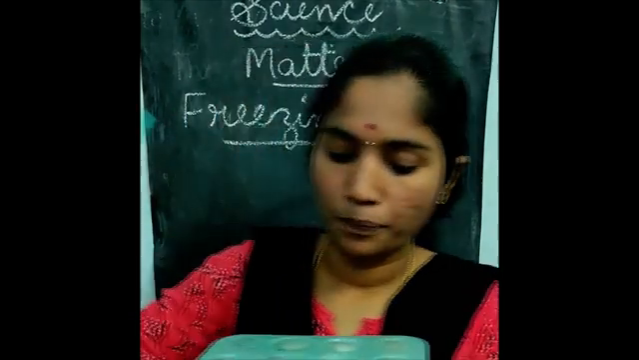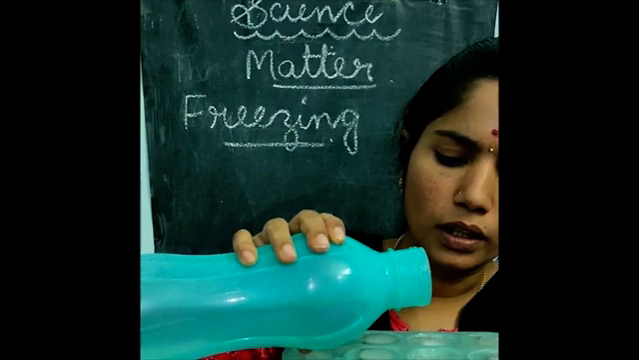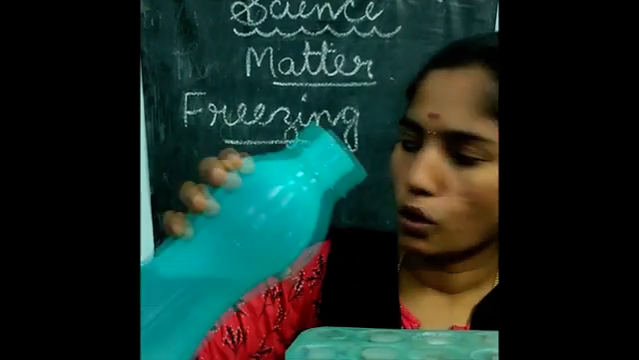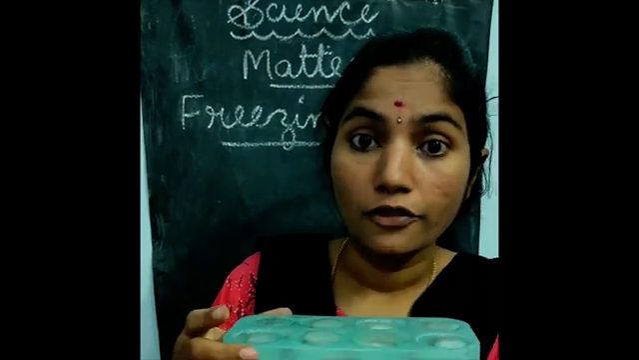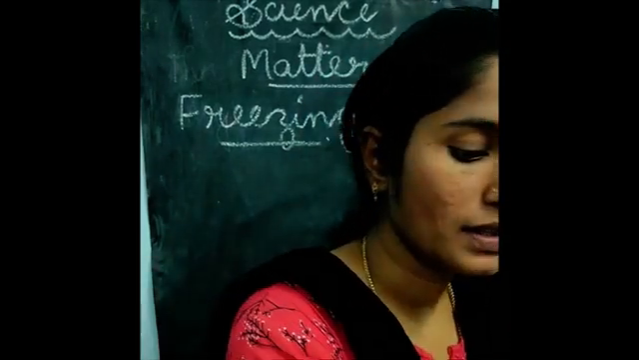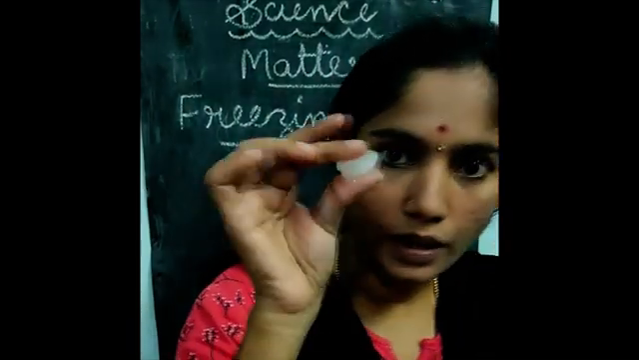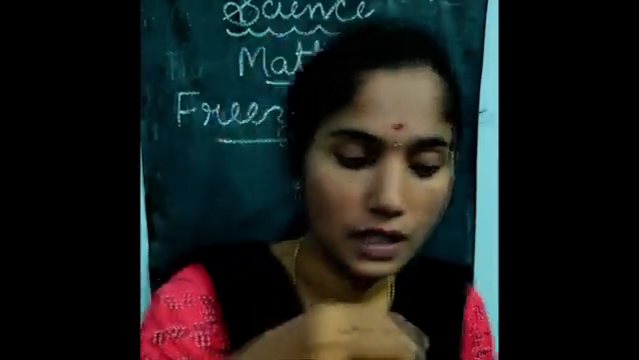Okay, see, we have to pour the water into all of this. When we pour the water and allow it to cool in the freezer, after some time when we take it out, you can see ice cubes like this. So we have to allow it to reach a certain temperature for it to cool down. That process we call freezing.